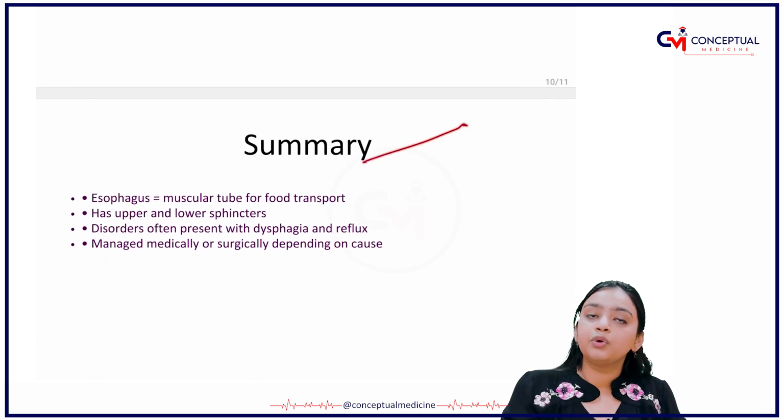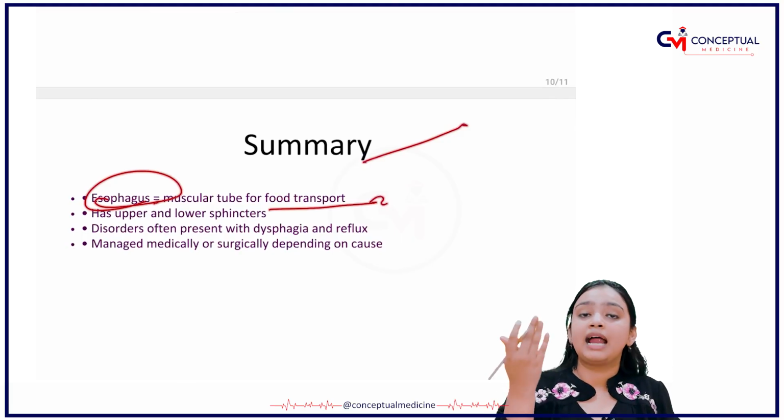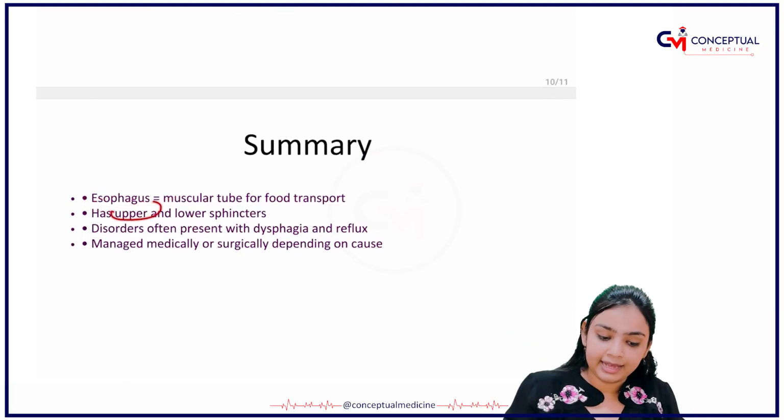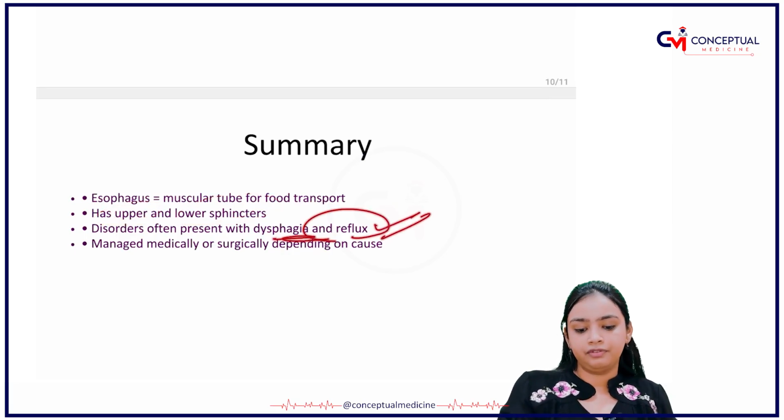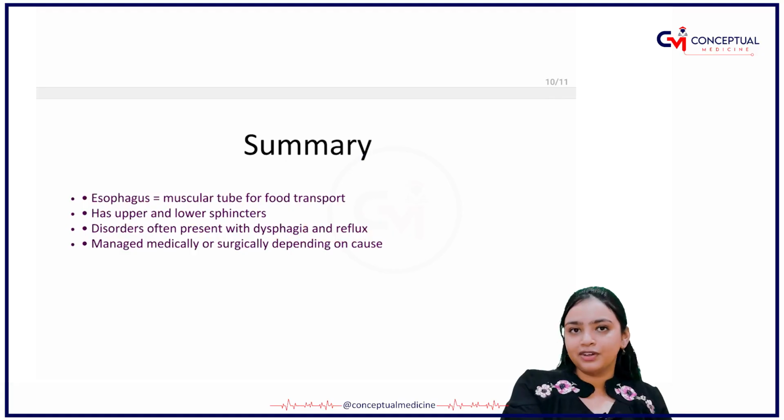In the summary, you need to know that the esophagus is a muscular tube that transports your food and has upper and lower sphincters. Disorders often present with dysphagia and reflux. This was all about part 1 of the esophagus.